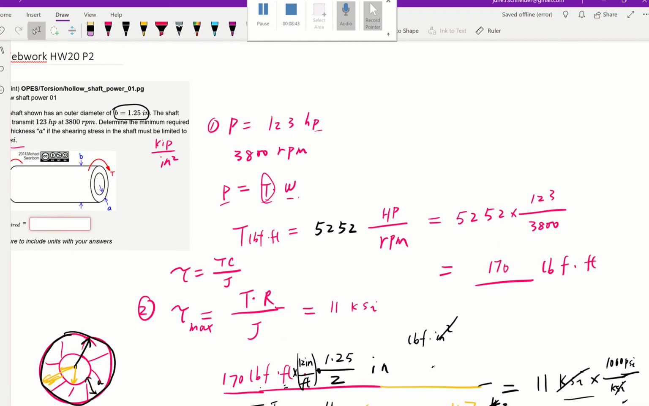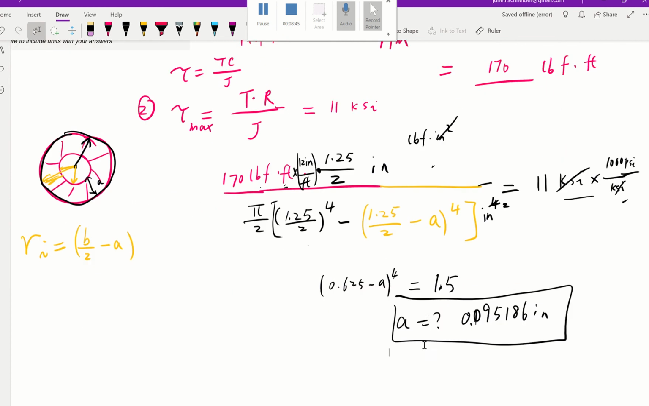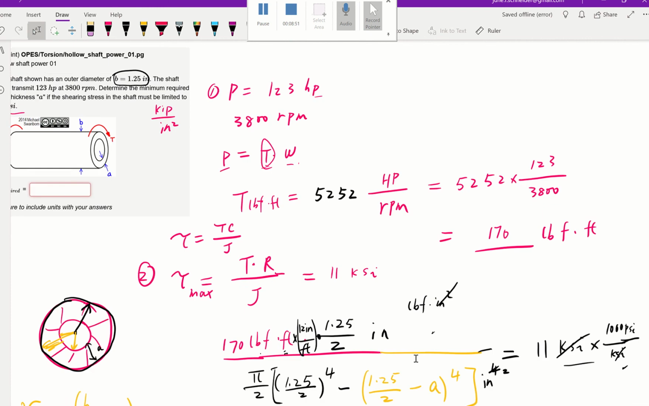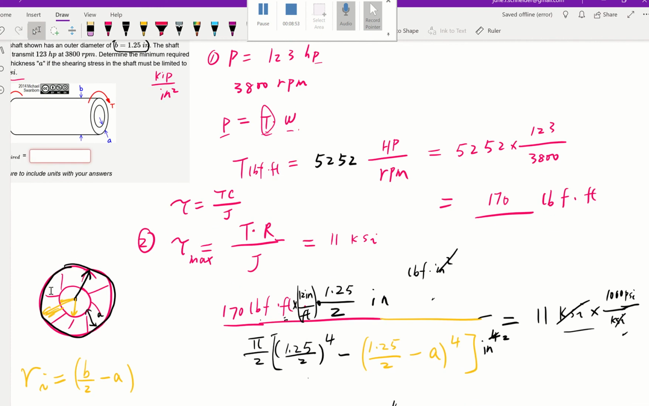It's a good problem, other than the last step calculation might be messy, but it's coupled with power transmission and shear stress. And this is an example with a hollow tube, and we looked at how we calculate the moment of inertia. And that's it for this problem.